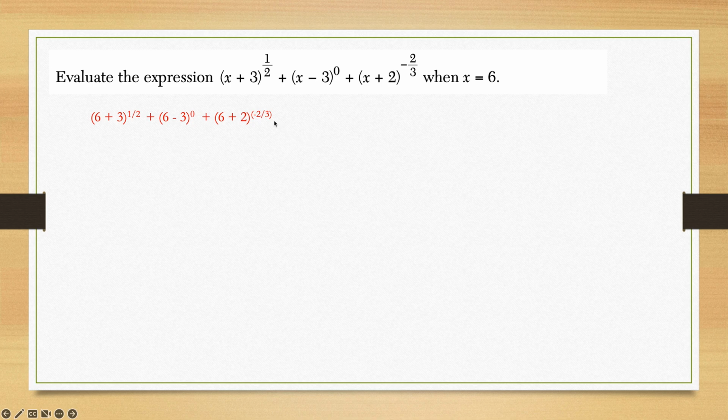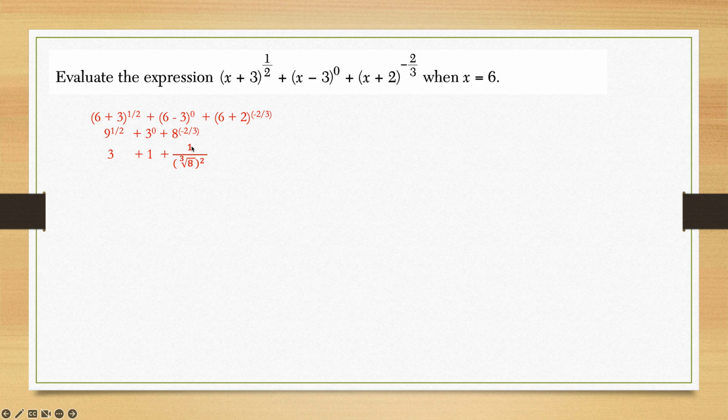Okay. So they want to know what's the value when x is 6, so I substitute a 6 for all the x's. That's 9 to the 1/2 plus 3 to the 0 plus 8 to the negative 2/3. So 1/2 means the roots of the tree are down. It's the square root, and with a 1 power up top, it just stays the square root. So 9 to the 1/2 is 3. Anything to the 0 is 1.